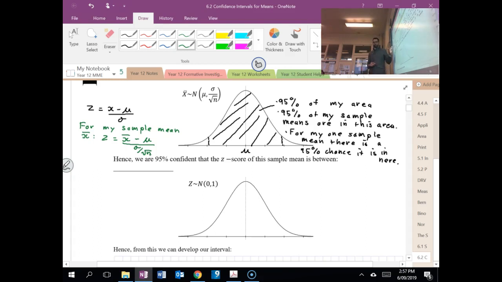It's the value of the sample mean, take the mean of the distribution, which we get straight from there, divided by the standard deviation of that distribution, which you also get from that. This is coming out of the central limit theorem.